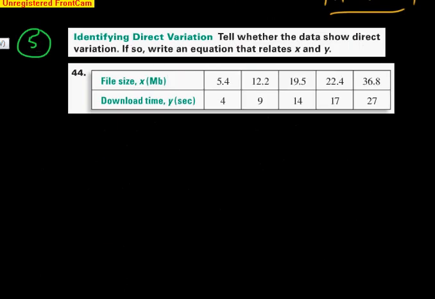Okay, so here's this problem. This problem is about identifying direct variation. The question is, tell whether the data shows direct variation. If so, write an equation that relates x and y. So this is a direct variation problem, so we still are thinking about y equals kx. However, to see if the data shows direct variation, we must see if k stays constant. That's the question. Does k stay constant? So what we're looking for are k values.